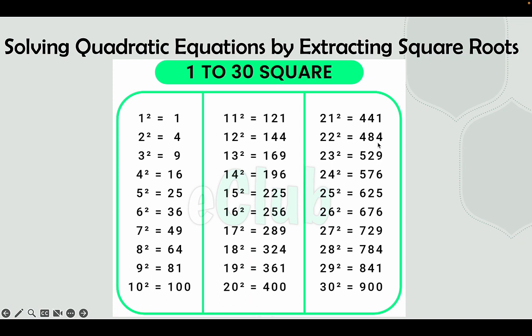squared is 484, 23 squared is 529, 24 squared is 576, 25 squared is 625, 26 squared is 676, 27 squared is 729, 28 squared is 784, 29 squared is 841, and 30 squared is 900.